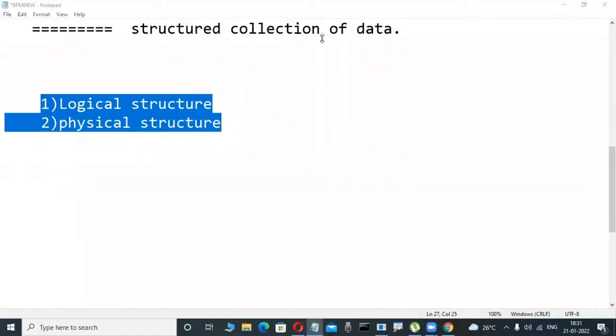What is logical structure? What is physical structure? Anybody? Some fellows are telling logical structure means logical structure, physical structure means physical structure only. They are only repeating the words. What is logical? What is physical? It is very easy.